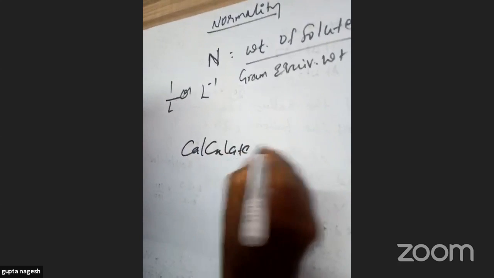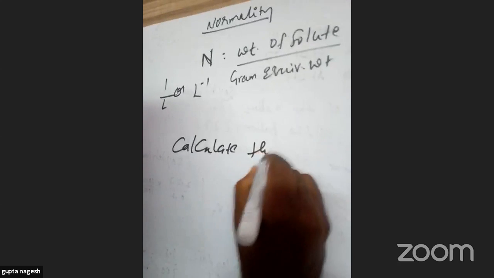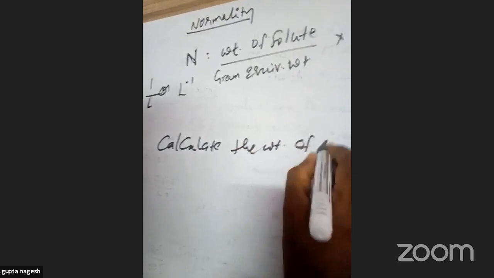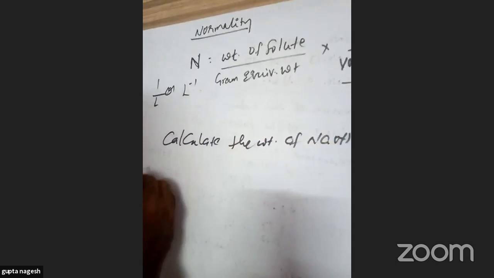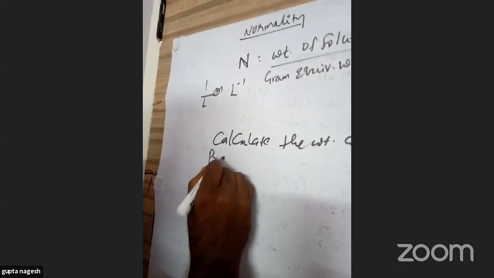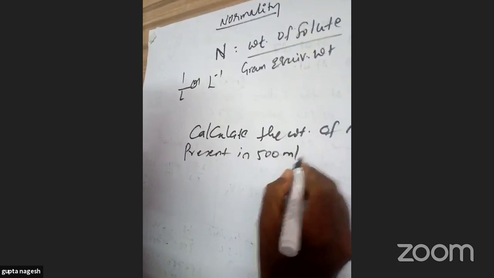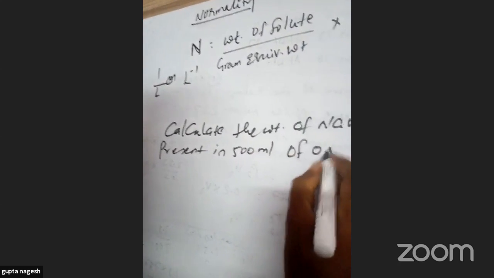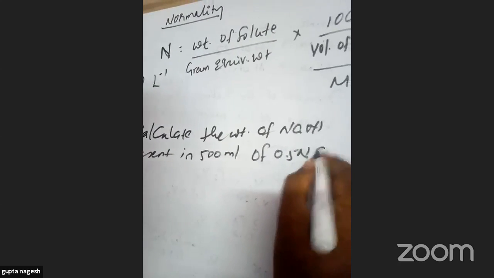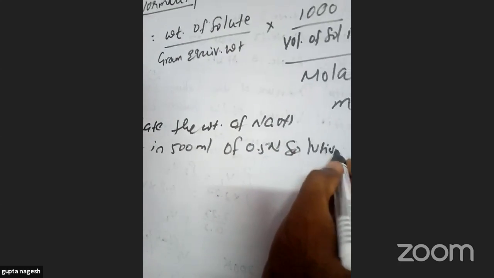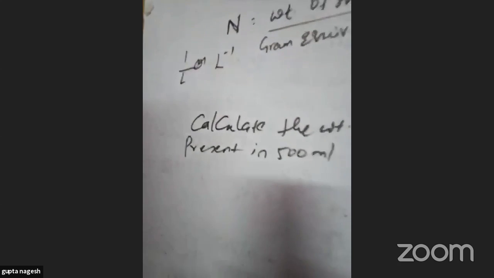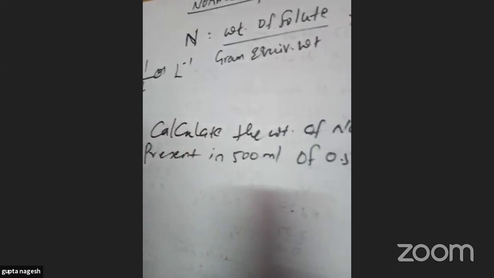Calculate the weight of NaOH present in 500 ml of 0.5 normality solution. Again, I'm repeating the question. Calculate the weight of NaOH present in 500 ml of 0.5 normality of solution.